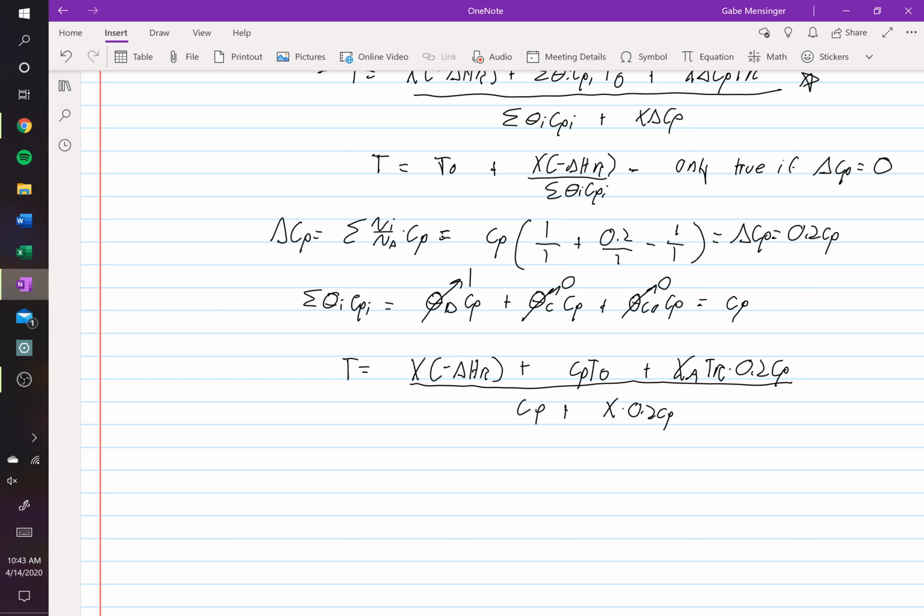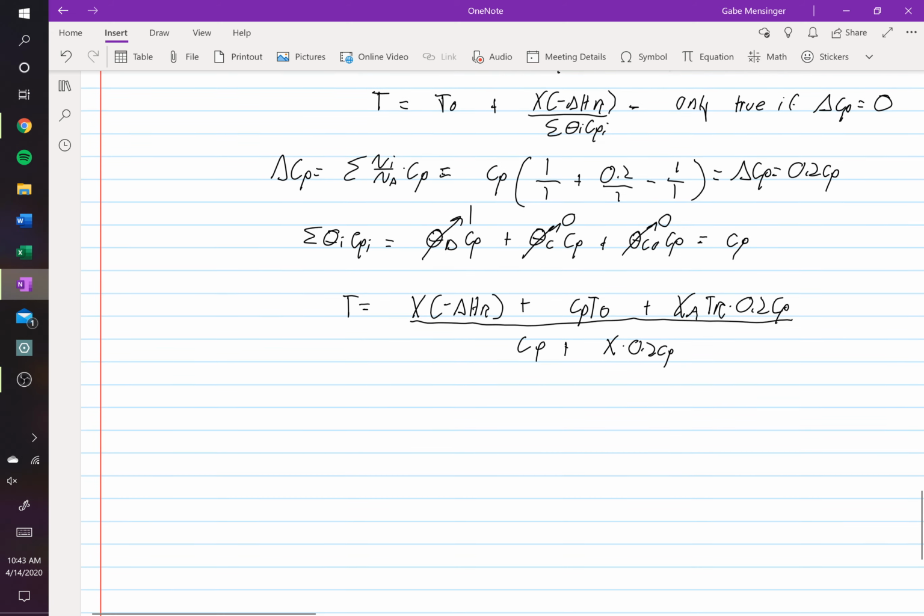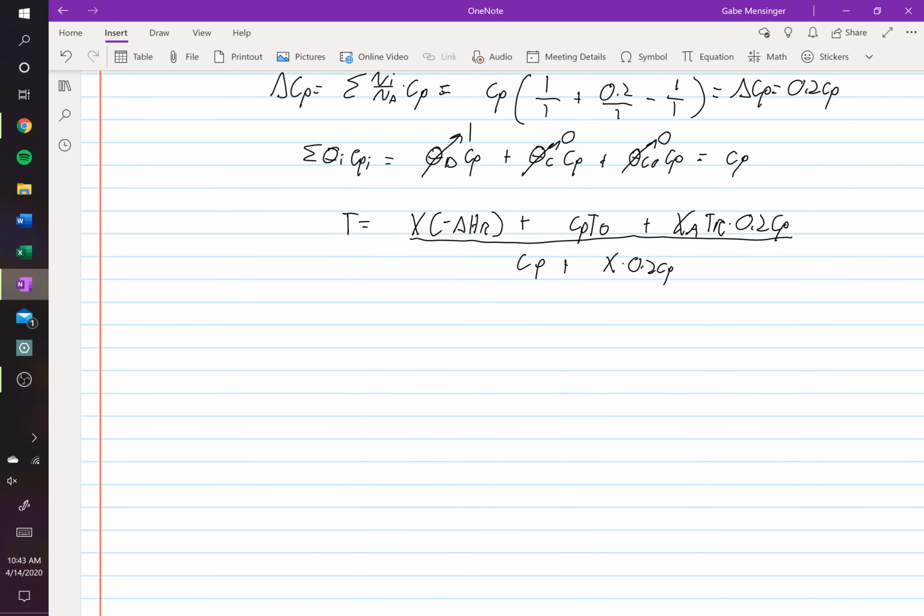Yeah, 700 Kelvin should work. Okay, so moving on. Going back, so here is our energy balance. Moving to the mass balance.